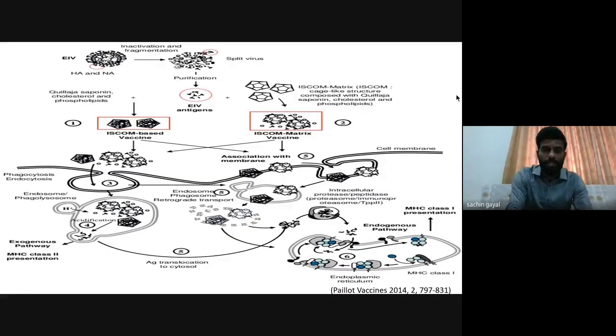As we can see in this picture, we will see the difference between the ISCOM based vaccine and the ISCOMATRIX vaccine. It contains Quillaja saponin, cholesterol, and phospholipid, while ISCOMATRIX is a cage-like structure composed of Quillaja saponin, cholesterol, and phospholipid. The main difference is that ISCOMATRIX does not contain antigen. In the third step is the activation of phagocytes, then presentation of MHC class II molecule by the exogenous pathway. Then the antigen is translocated to the cytosol, and by the endogenous pathway there is MHC class I presentation, which results in the immune response.